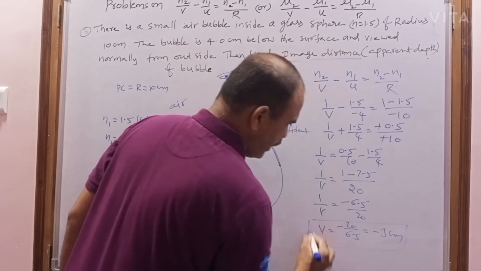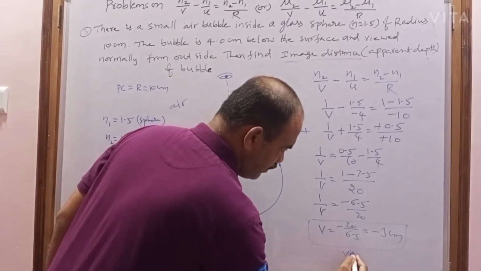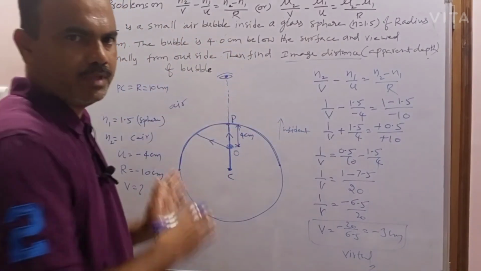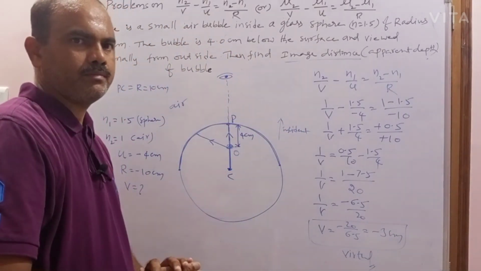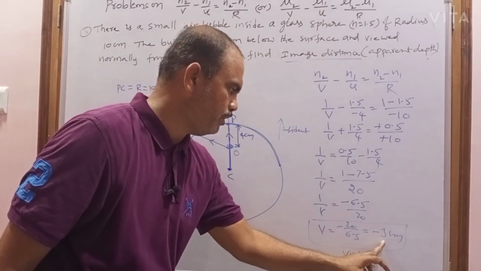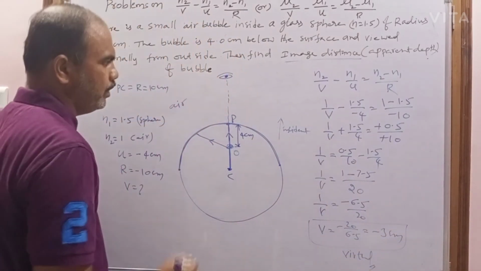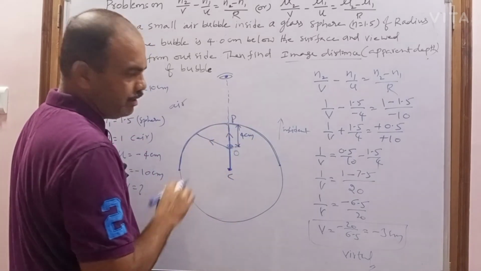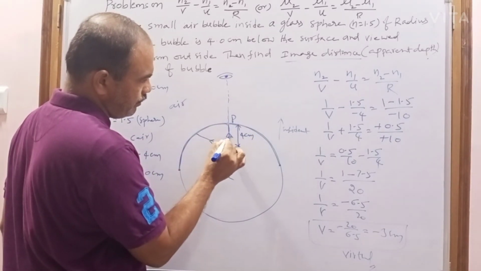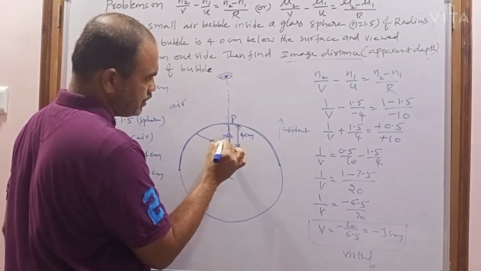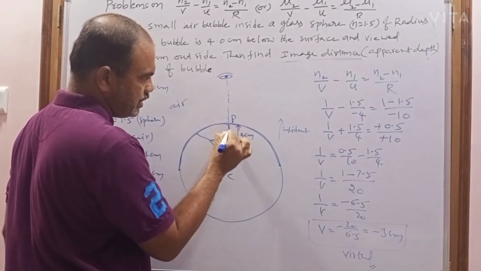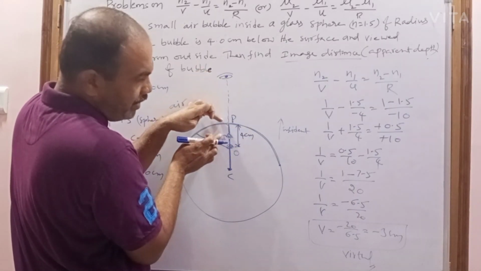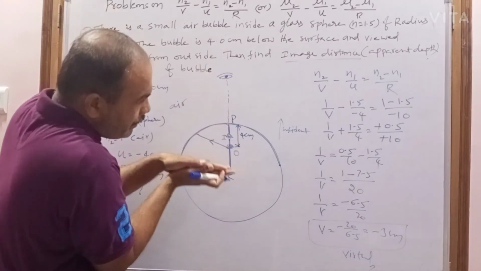So you are getting minus. Minus means which type of image? It is virtual. Virtual means the image is formed when the refracted rays are extended back. But where is the image formed? 3 centimeter from the pole. This is the pole, but actually the air bubble is at 4 centimeter. The image is formed here. How much distance? It is 3. The actual distance is 4, but for the person it appears to be at 3 centimeter, and it appears to be raised.